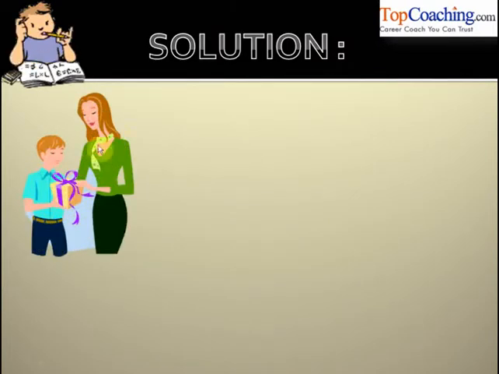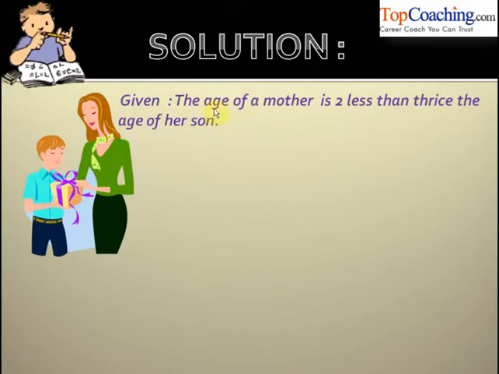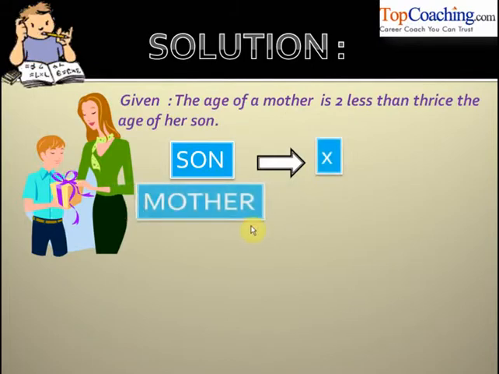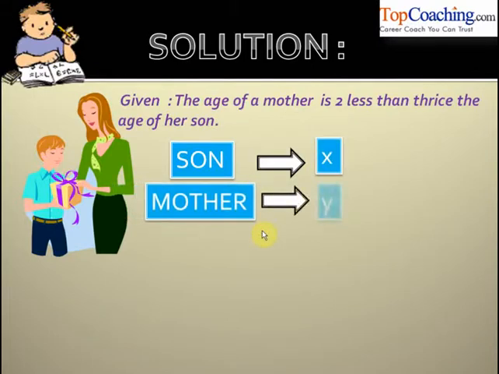So let us say that this is the mother and this is the boy. So the given condition to us is the age of the mother is 2 less than thrice the age of her son. So the age of the mother is actually 2 years less than thrice the age of her son. Now again we do not know the age of the son. So let us say that the age of the son is equal to x years and the age of the mother is actually equal to y years.